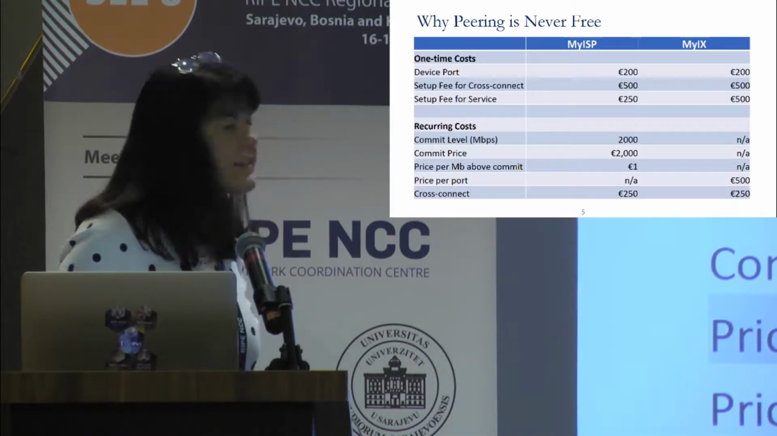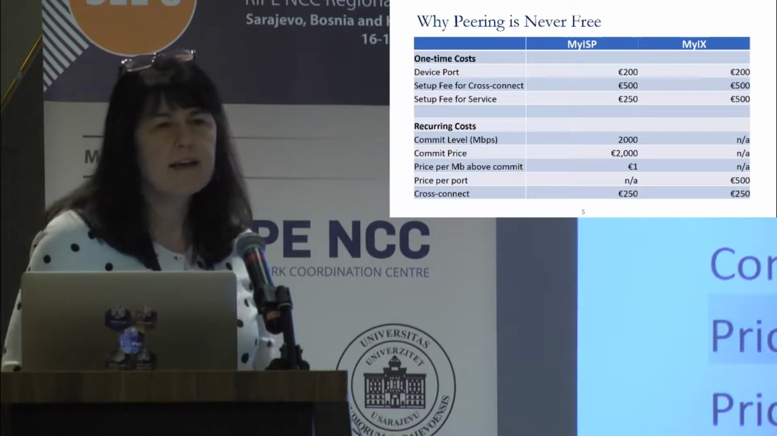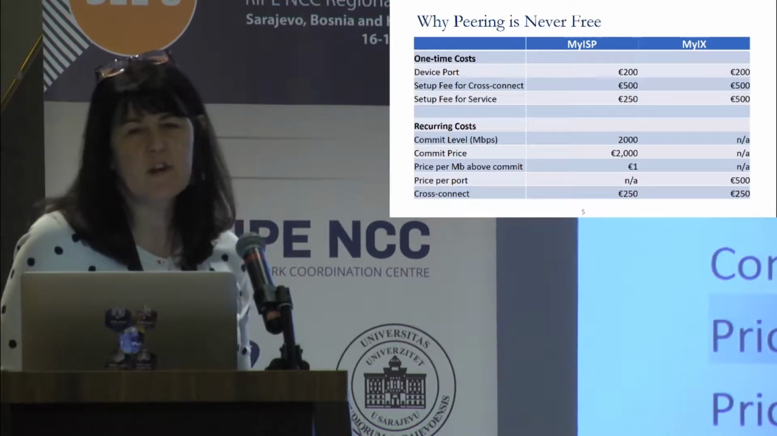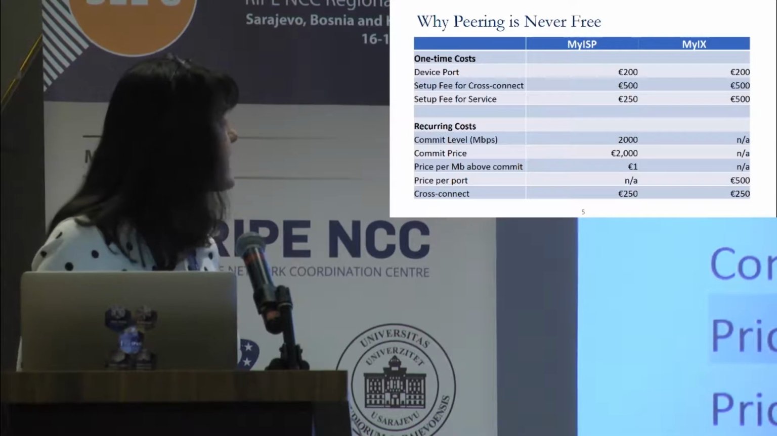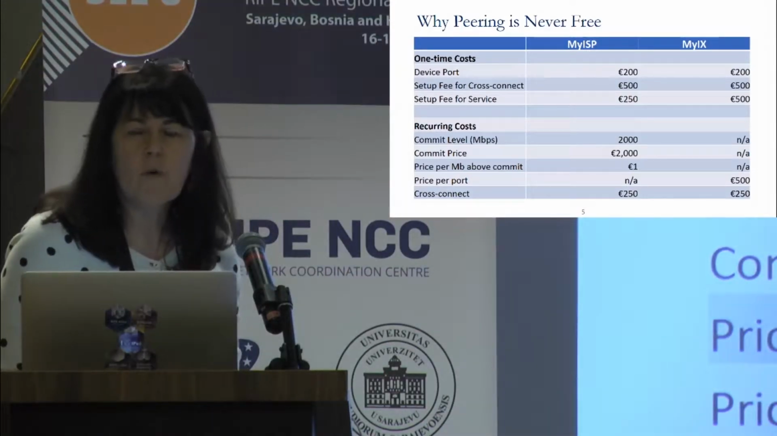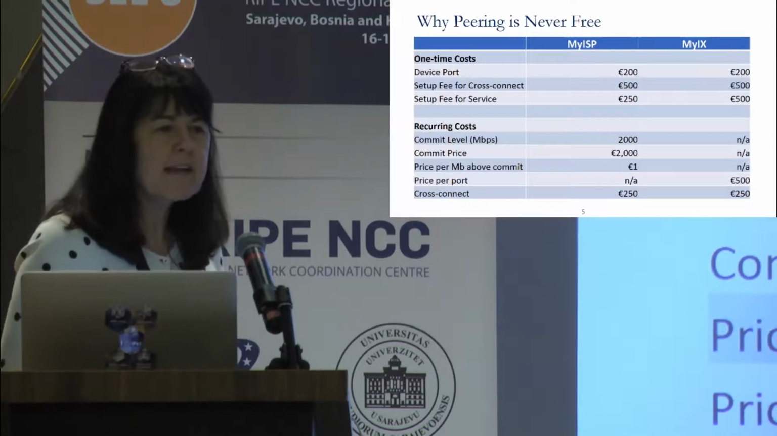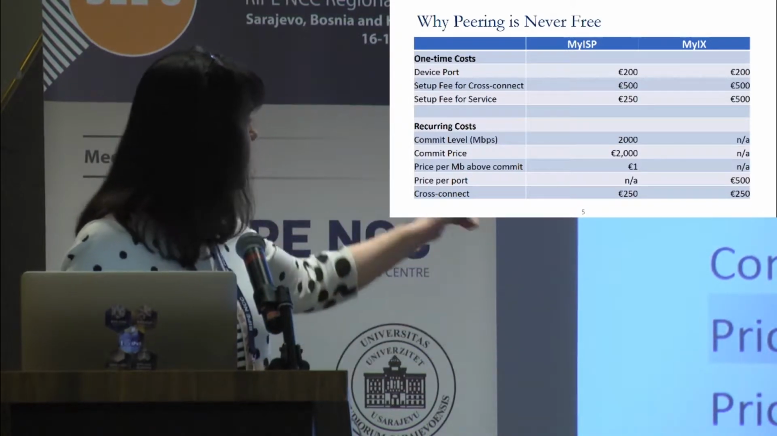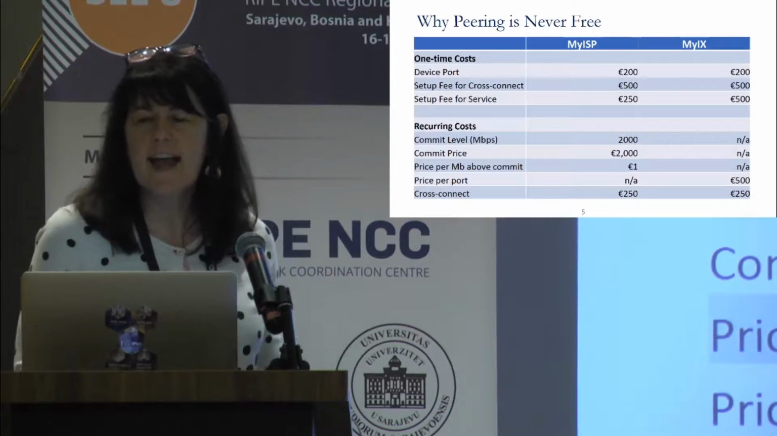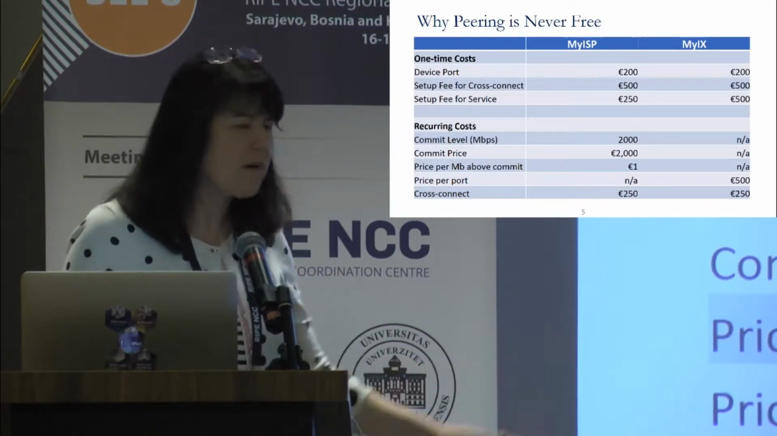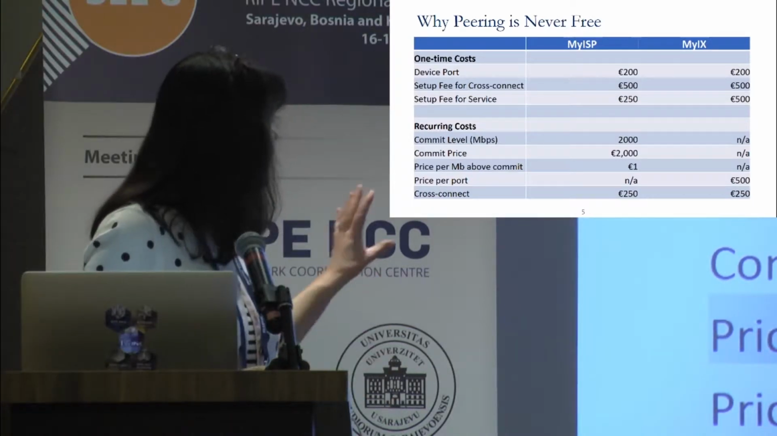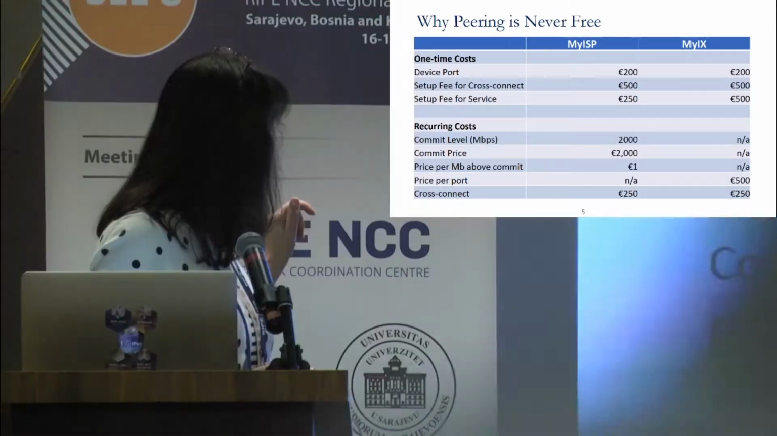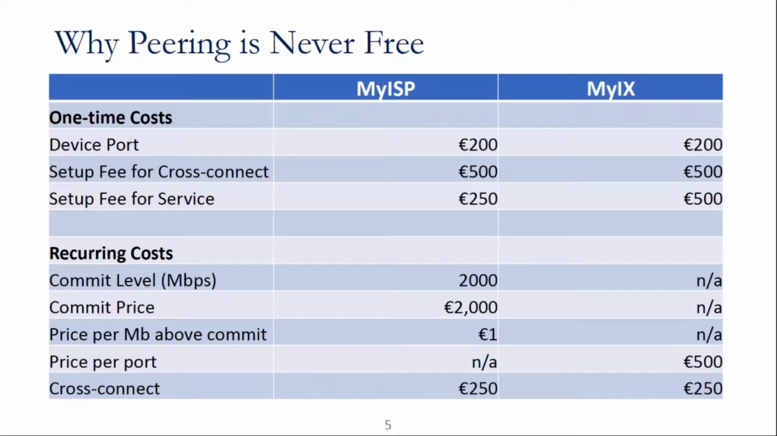Then your setup fee for a cross-connect in most data centers is going to run you somewhere around double the MRC, which is, in this case, I'm putting down 500 euros. And the setup fee for the service, again, a common charge is about 250 euros. So then, if you've got a 10 gig port from your friendly neighborhood transit provider, they're probably going to have a commit for you, and that's usually about 2 gigs. I put that in there at the commit level, 2,000 megabits per second. And the commit price, since I've set it at €1 per megabit, is 2,000 euros. Then the price per megabit for bursting, I've set at €1, just to make it easy. There's no price per port for a transit provider usually. And then the cross-connect fee is going to cost me that 250 a month.